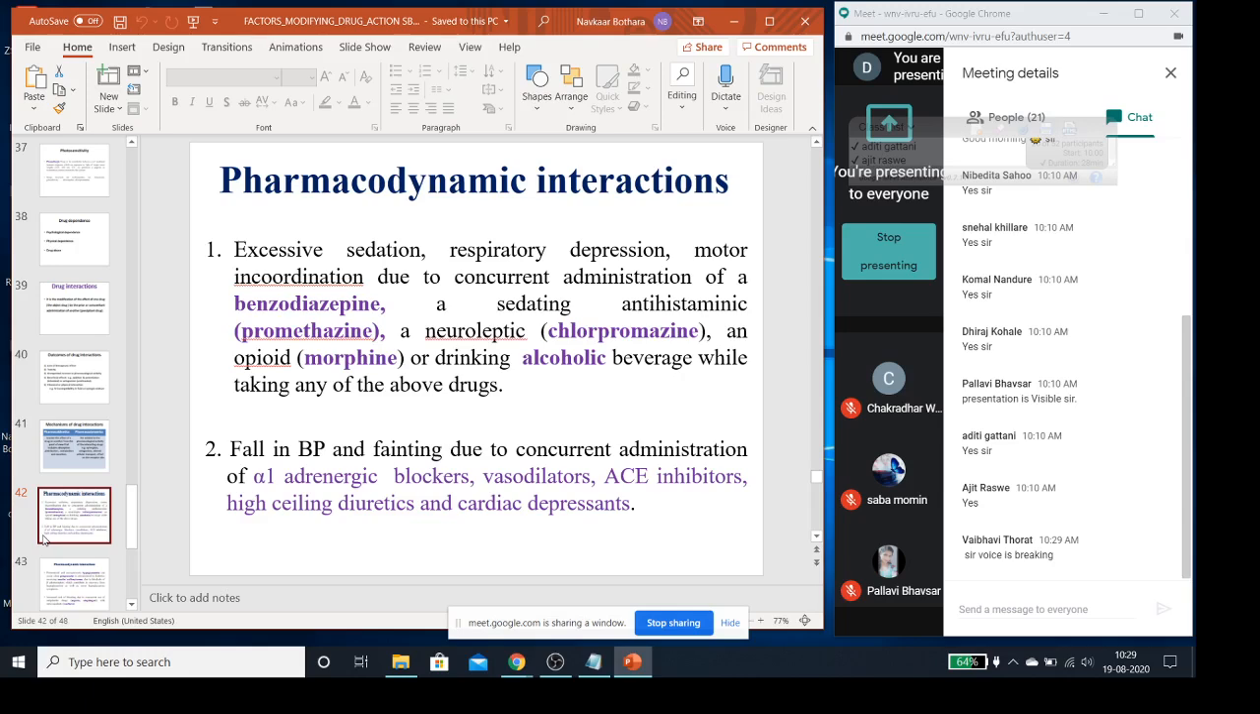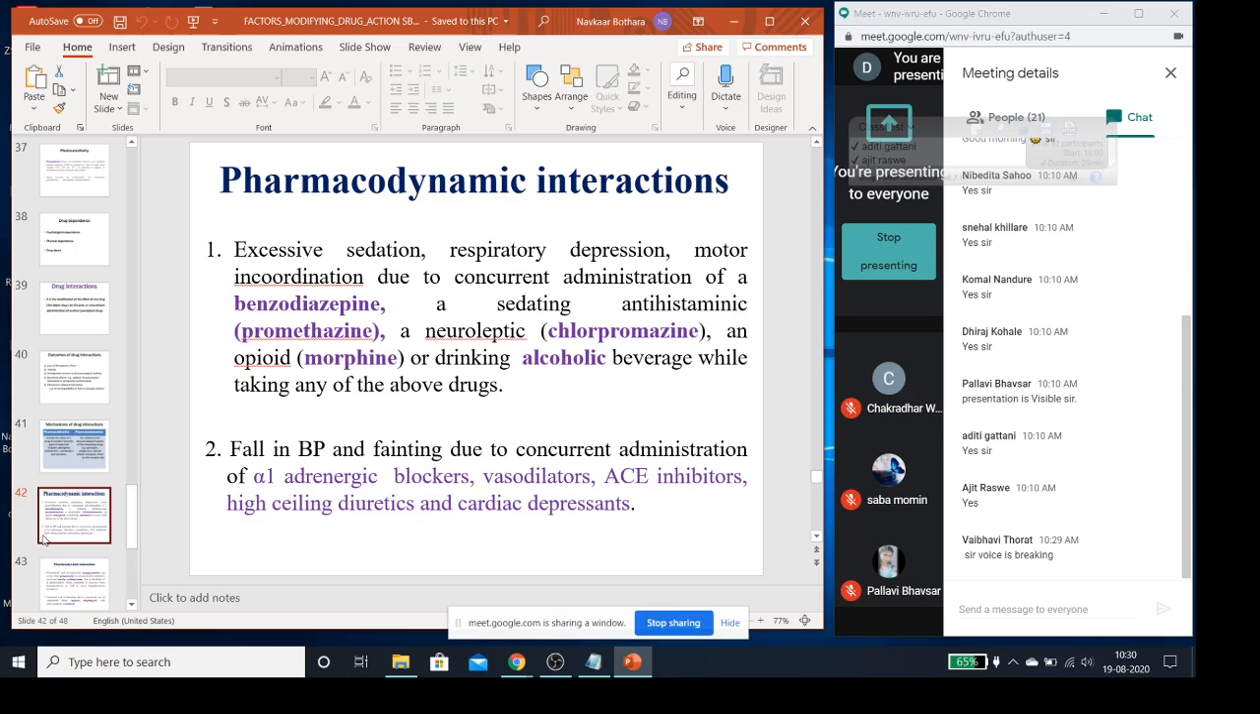Excessive sedation it can cause, then respiratory depression, motor incoordination due to concurrent administration of benzodiazepine, a sedating agent. Benzodiazepine is a hypnotic sedative drug, and along with it an antihistamine, an example is promethazine, which is sedating, or a neuroleptic agent like chlorpromazine, or morphine, or drinking alcohol. So when benzodiazepine is taken with that, it can cause excessive sedation.